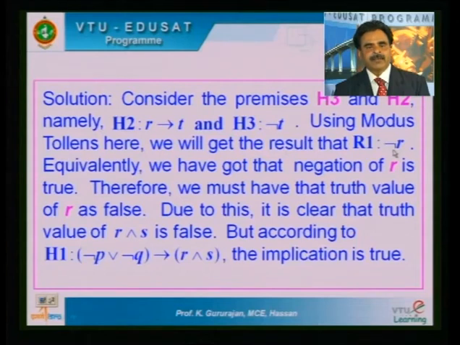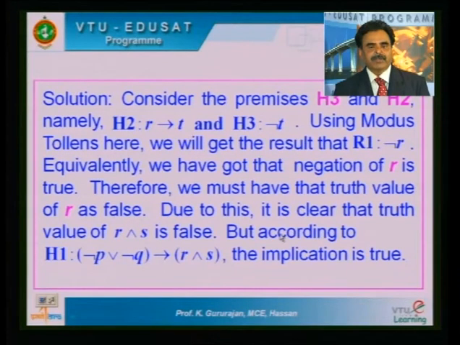Now, because negation R is true, what can you say about the truth value of R? It has to be false. Why? Negation R is true, so therefore R must be false. Due to this, because the truth value of R is false, there is no way the truth value of R and S will be true. So R and S will be false.